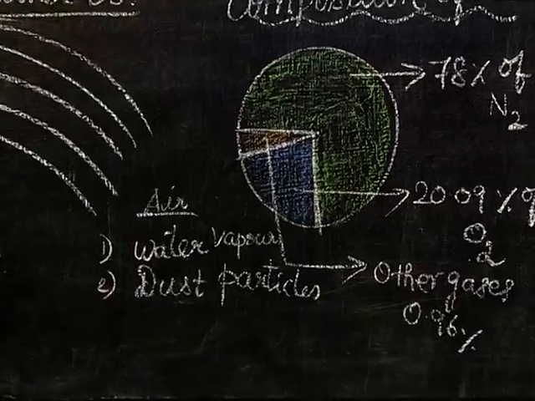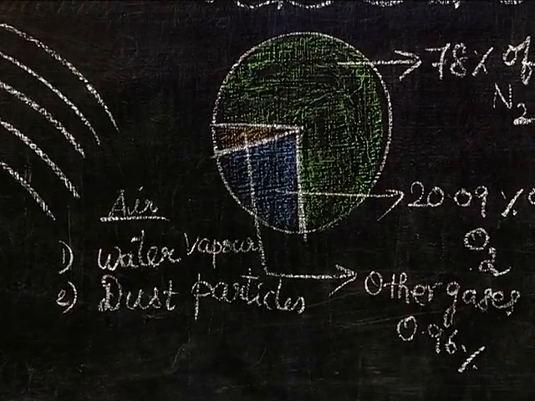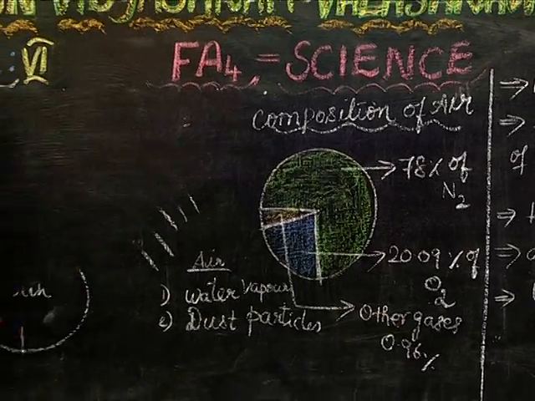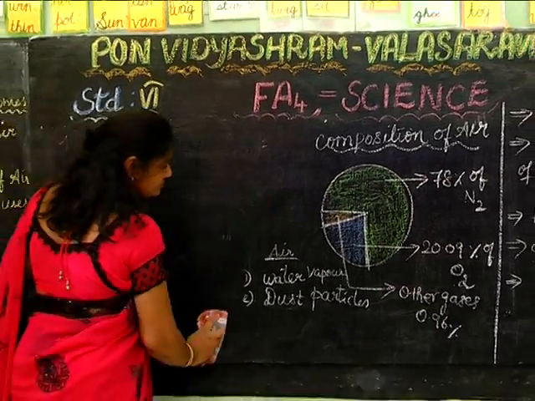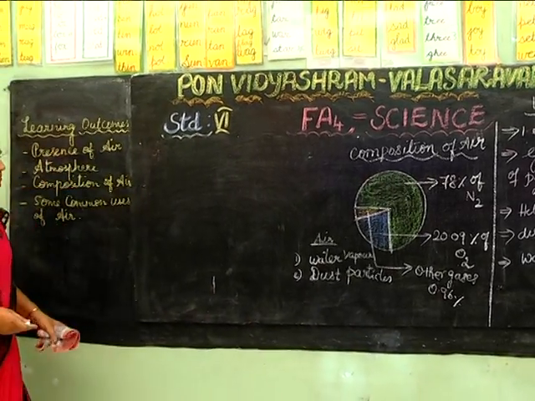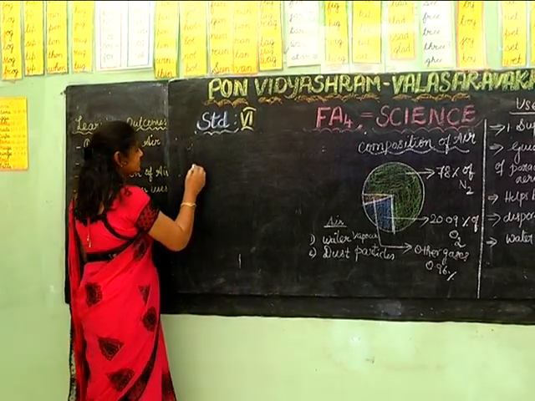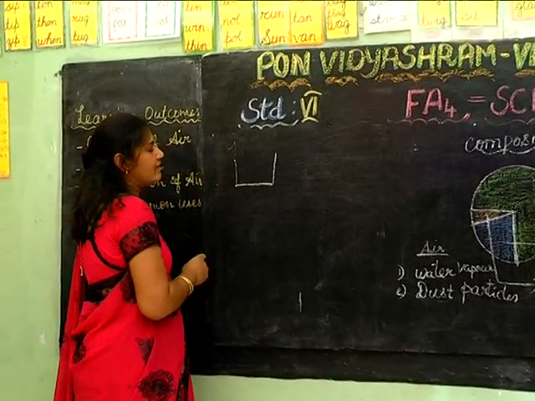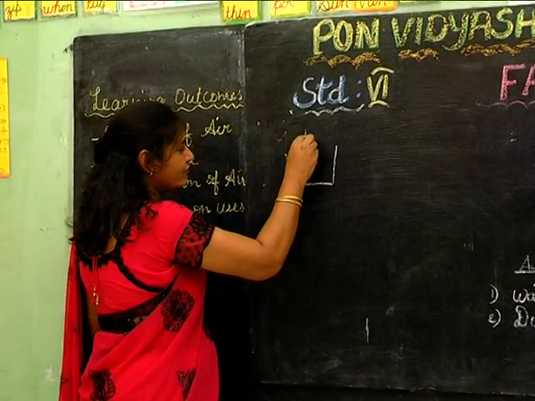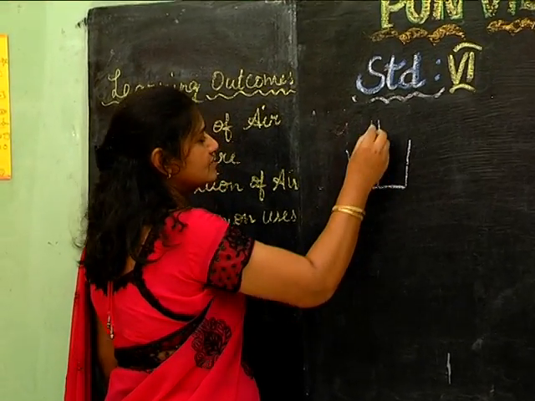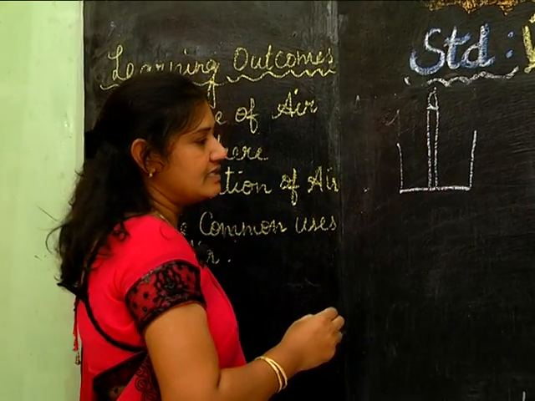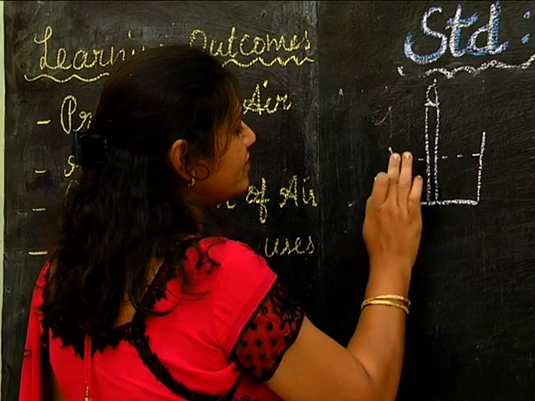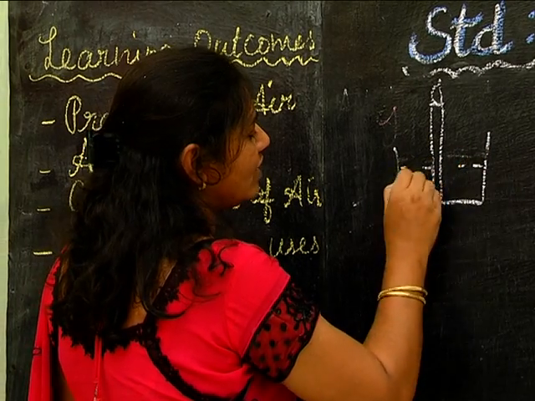Okay. Now let us see what the other components of air are. To find this out, let us do a simple activity. First, take a trough and fix a candle in the center of the trough, and then fill half of the trough with water.